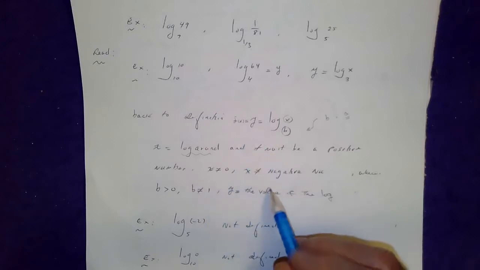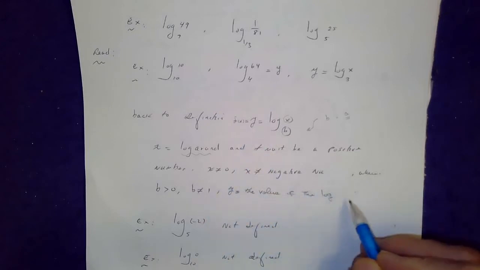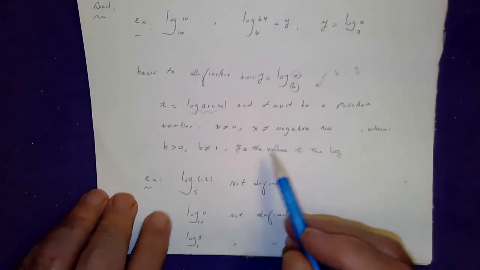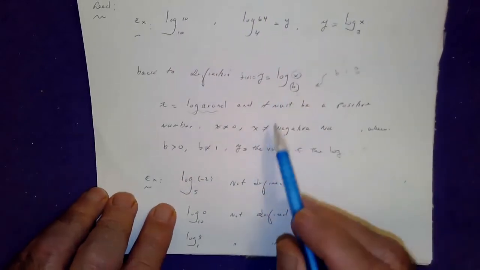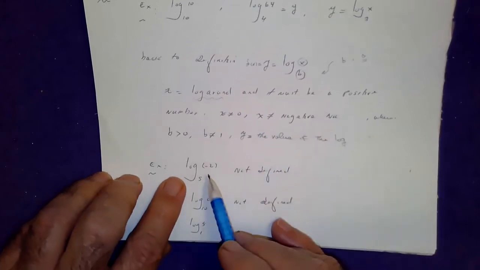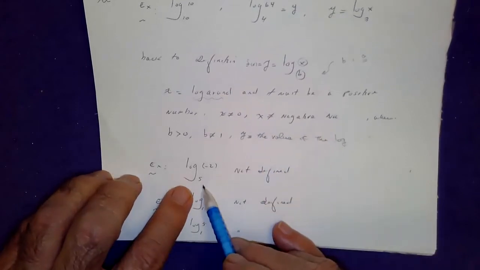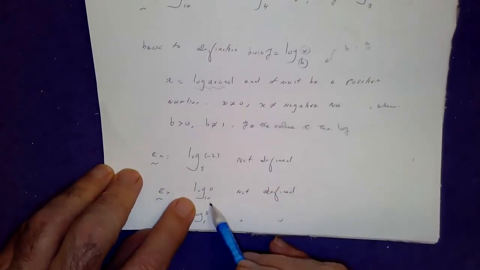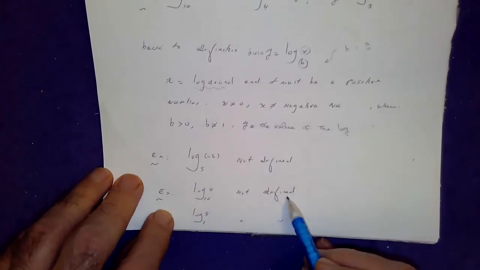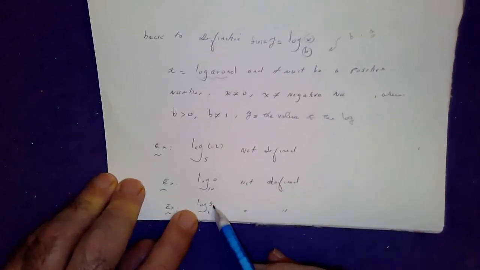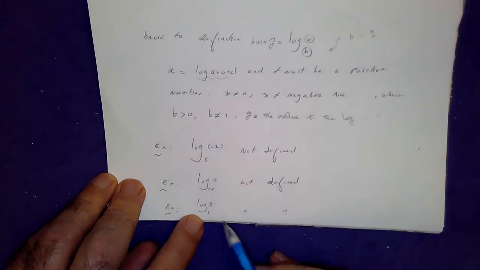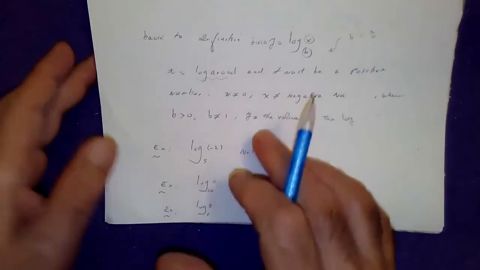And y is the value of the log. It can be any real number. So what I'm saying here is the logarithmand cannot be negative or 0, because log of negative 2 base 5 is not defined. Log of 0 base 10 is not defined. And log of 5 base 1, remember the base cannot be equal to 1, is also not defined.